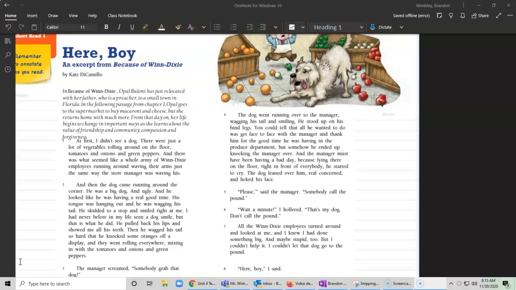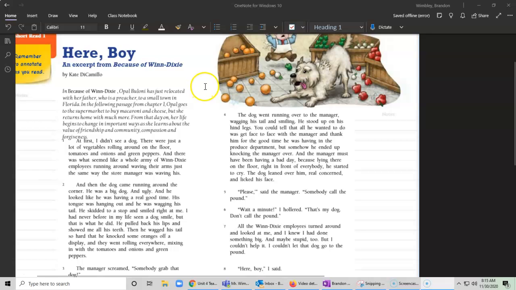So we're going to look for this unit on how writers use point of view to convey different parts of a story and see which one you think is most effective for certain situations. So we have this text that we're going to look at today. It's called Here Boy, and it's an excerpt from Because of Winn-Dixie, which some of you may have read.